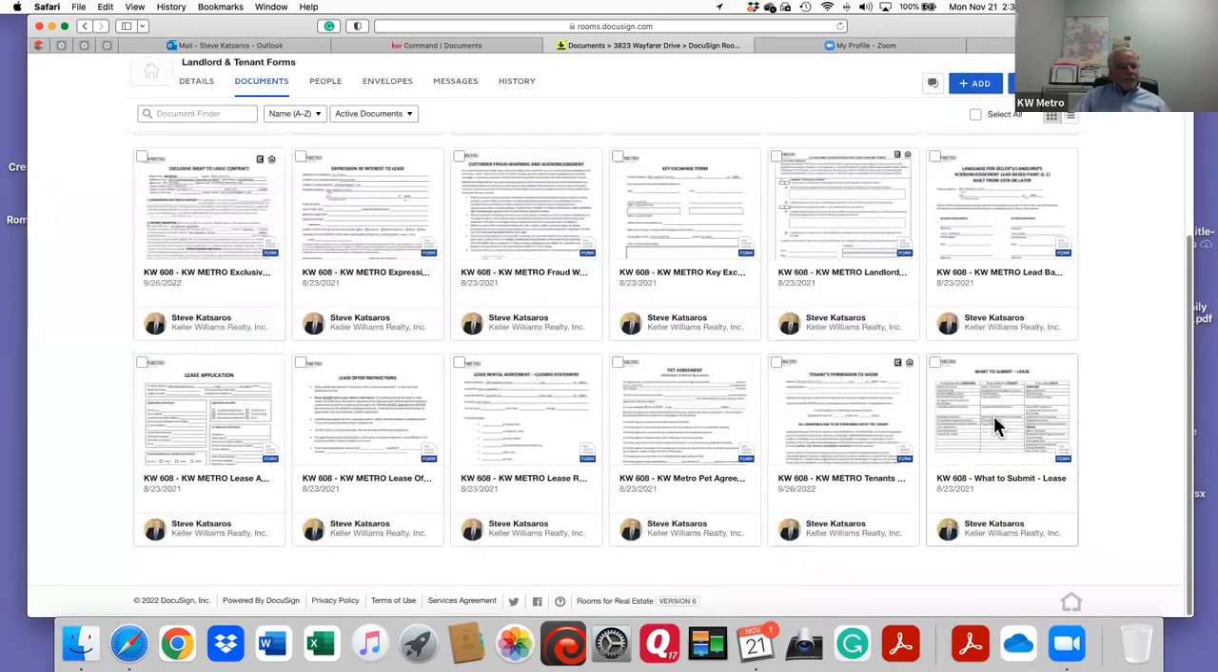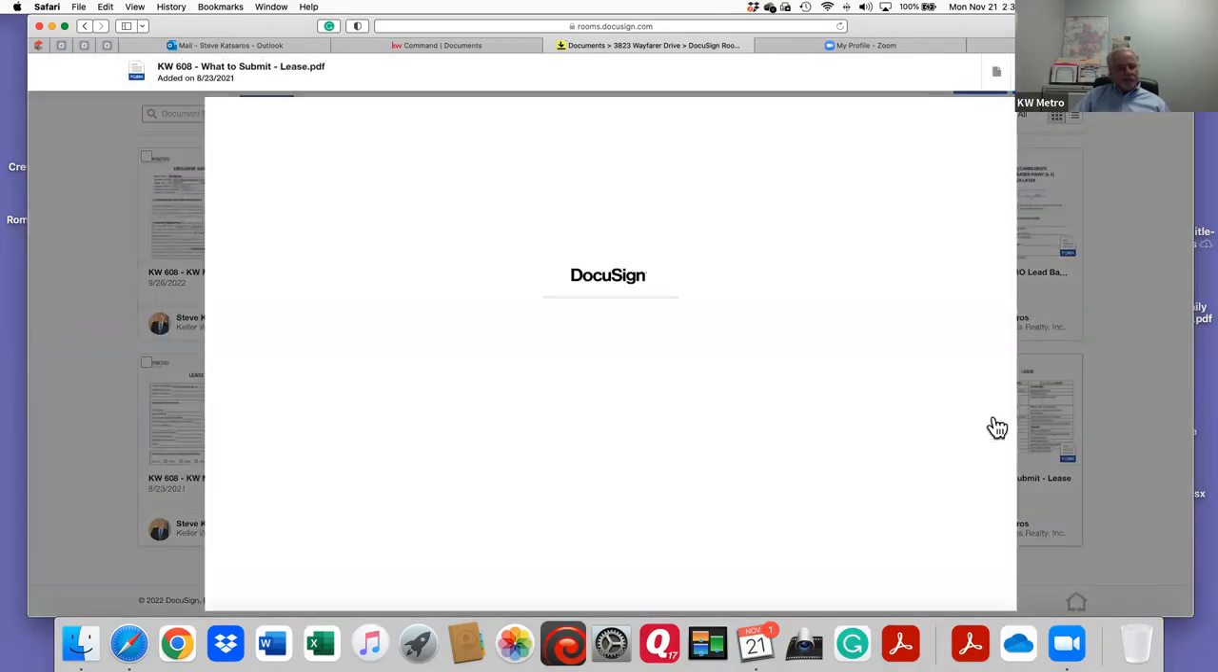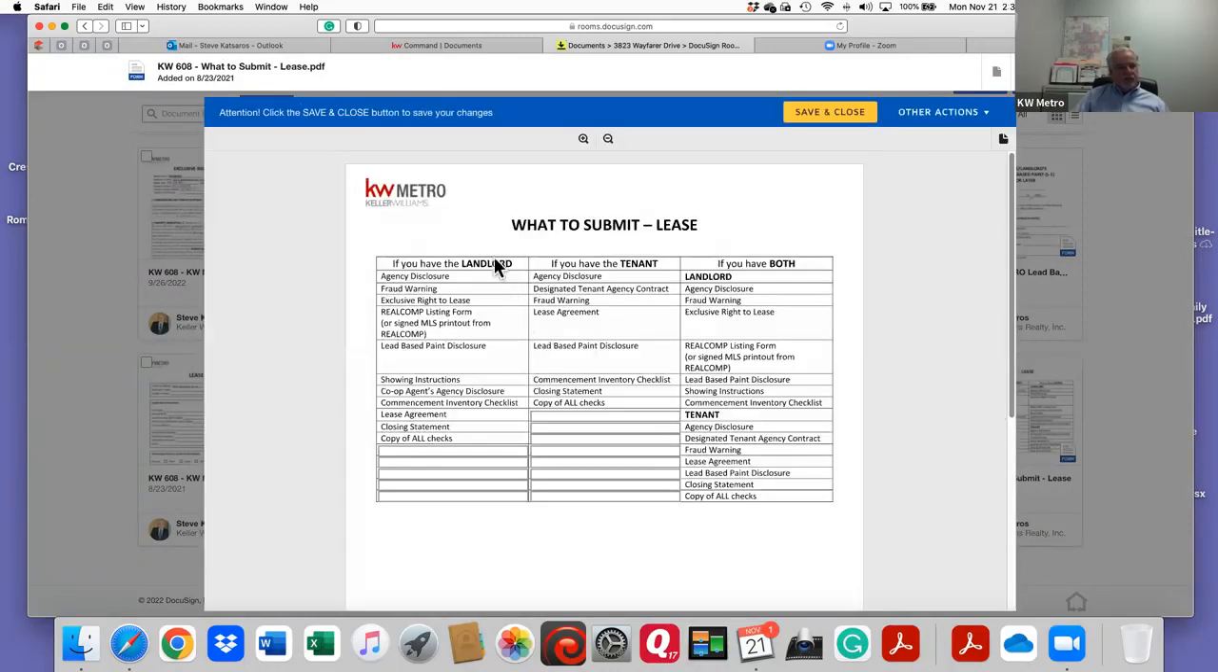And then we have a what-to-submit form, like we have for every major category, so you make sure you're in compliance. These are the forms I'm going to need as part of the lease transaction. So landlord, these are all the ones I need. Tenant, these are what I need. And if you got both, here's what I need.